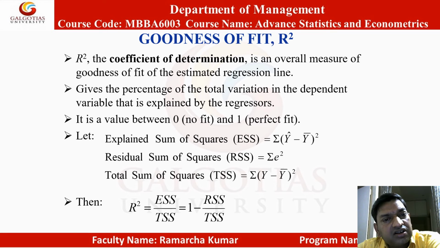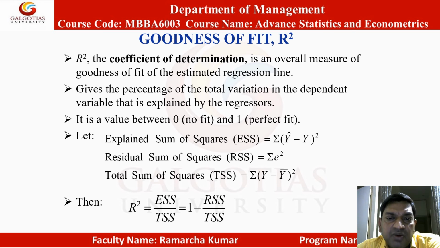R square, the coefficient of determination, is an overall measure of goodness of fit of the estimated regression line. R square gives the percentage of total variation in the dependent variable that is explained by the regressors. It is a value between 0 for no fit and 1 for perfect fit.